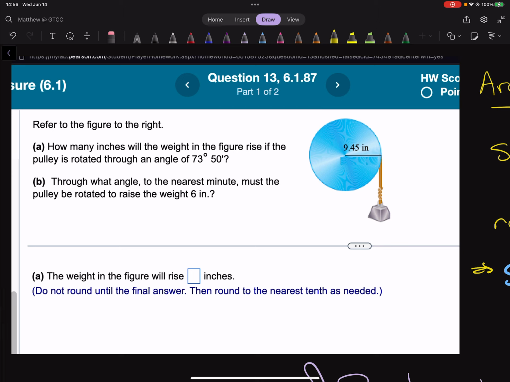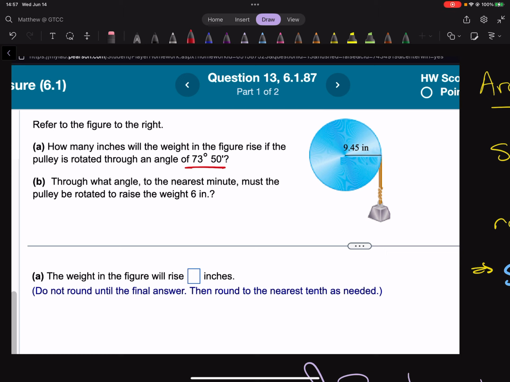In this figure, we have question 13, which has a kind of pulley system. It's like a gear that's going to rotate, and a rope or a cable that's attached to this pulley, and the other end is a weight. It asks how many inches will the weight in the figure rise if the pulley is rotated through an angle of 73 degrees and 50 minutes.